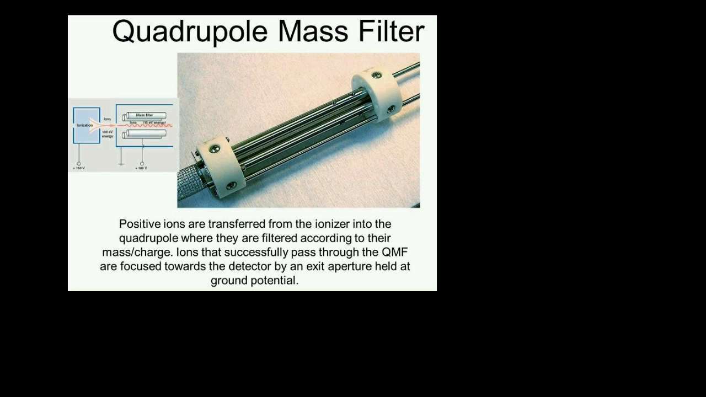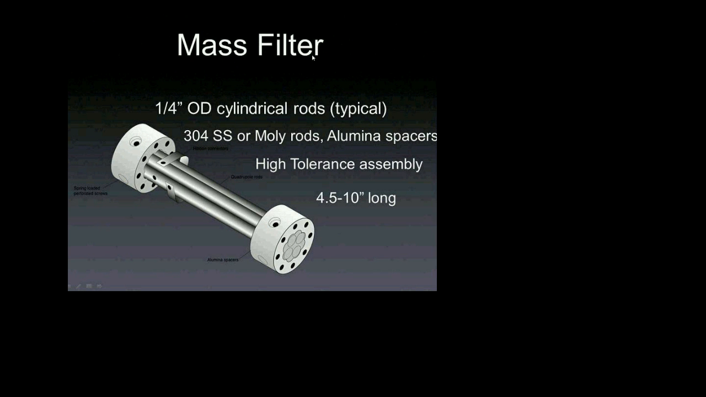All right, so we talked about the ionizer to death. It is now time to talk about the quadrupole mass filter. The ions are formed in the ionizer right here, and they're transferred into the quadrupole mass filter, where they're filtered according to the mass-to-charge ratio. One by one, the ions pass through the quadrupole mass filter as a function of the mass-to-charge ratio, and then eventually make it to the detector.